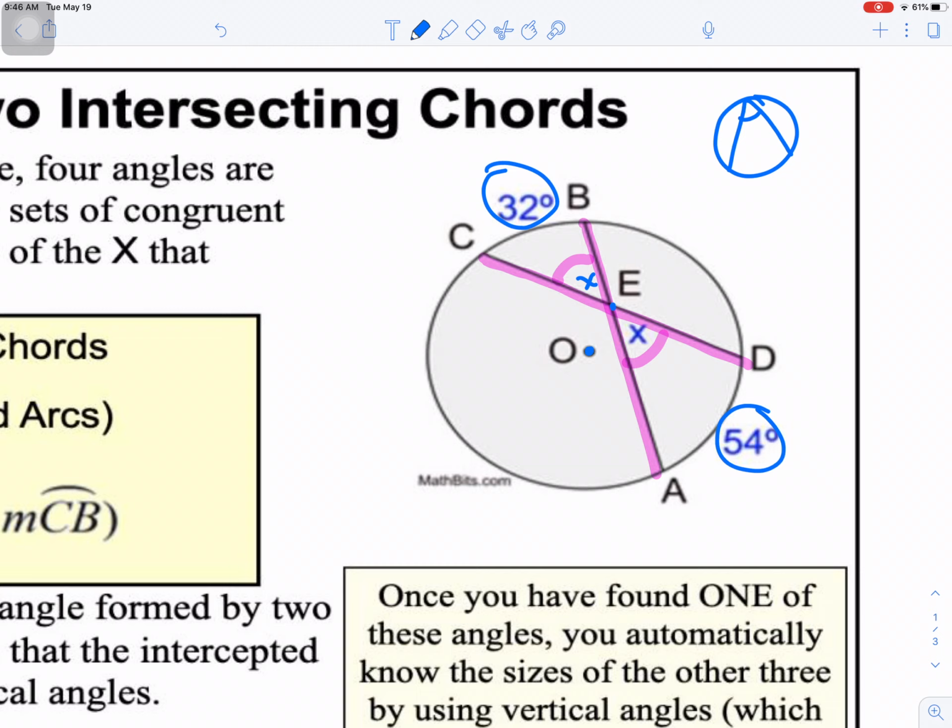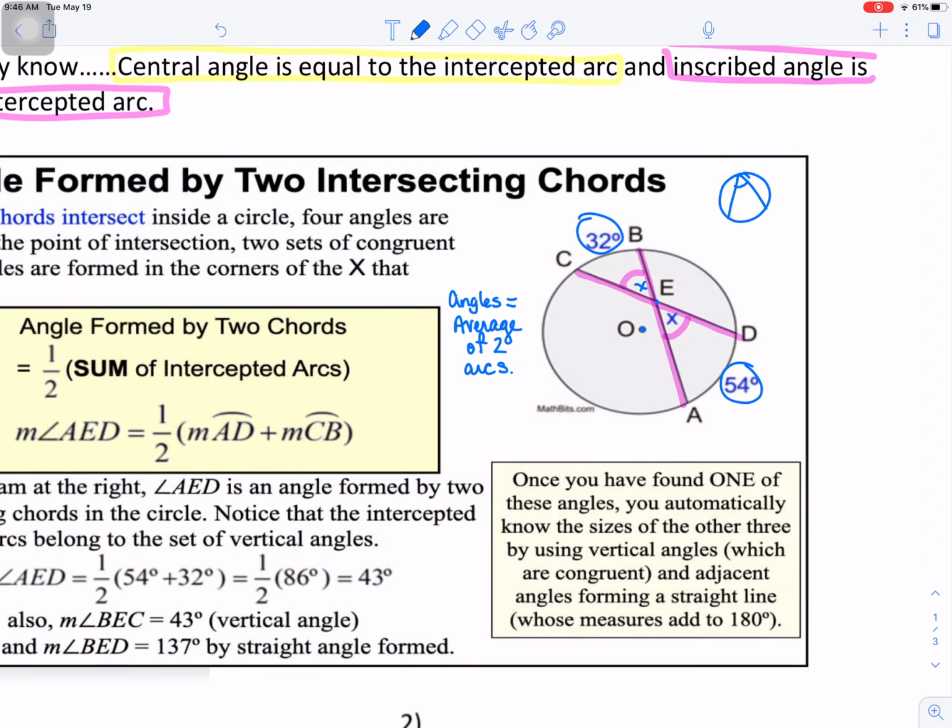Okay? So how do you share? Two things between two, you divide by 2. So it's really the average of the two arcs. The angles are equal. Angles equal the average of the two arcs.